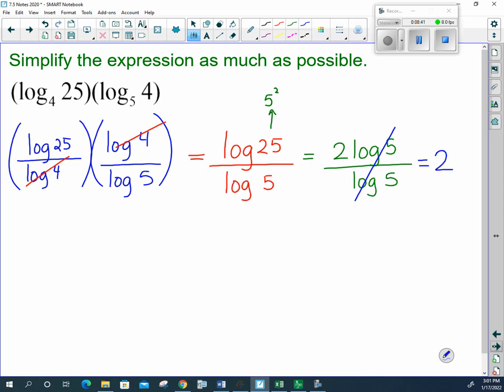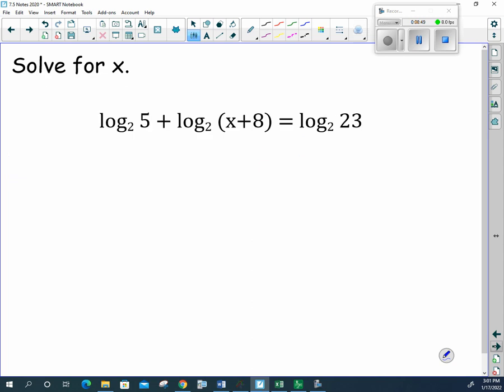So like I said, if your calculator does have that alternate base button, you still need to know the change of base formula. So you should practice it whenever you can.